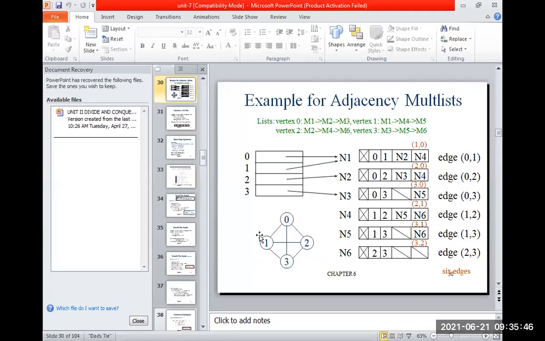Okay, just see, tomorrow we will discuss about adjacency multilist. Then now we move to the another one. See here, students.